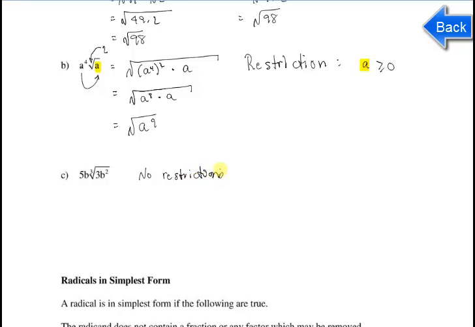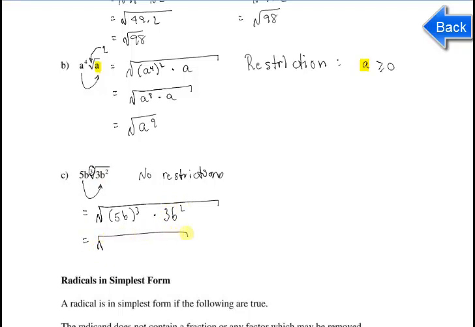Okay, so we can start right away. Now, our index is a 3. That means that when I go to put the 5b inside the radical bracket, I have to cube it. Okay, so I'll do that over here. So that means I want to go 5b cubed. Okay, and then times the 3b squared that we already have inside the radical sign.